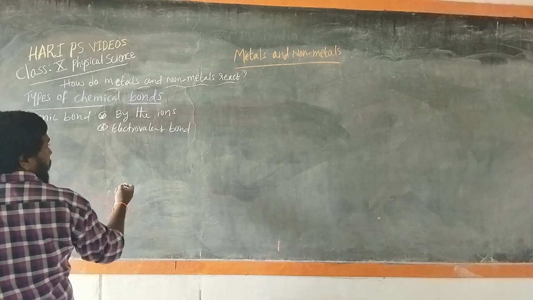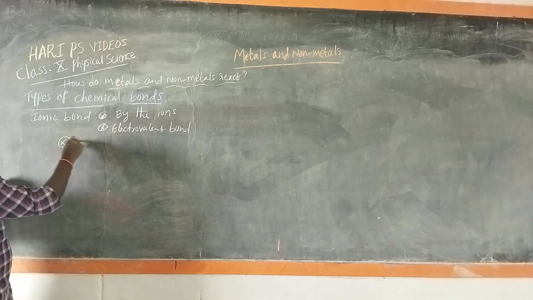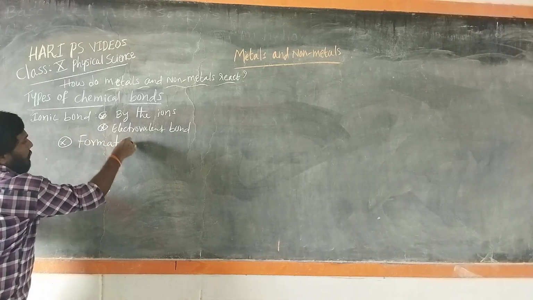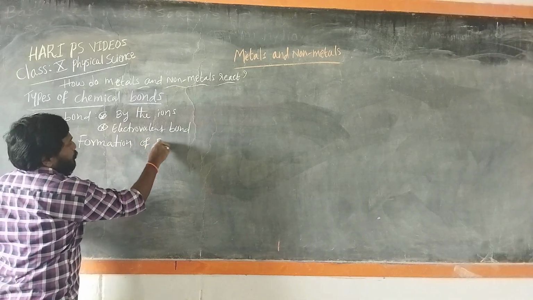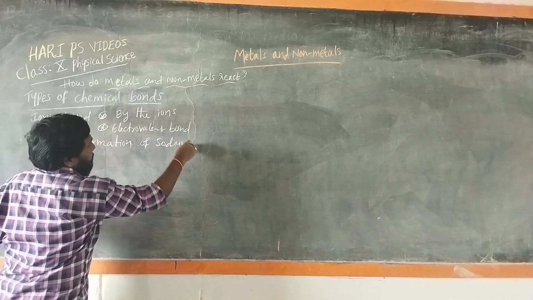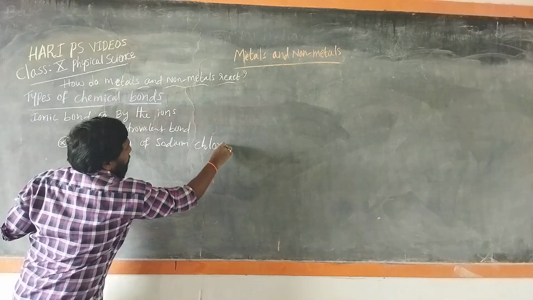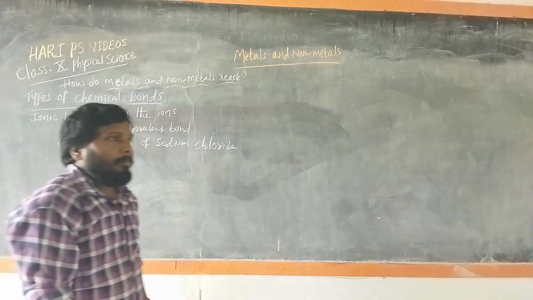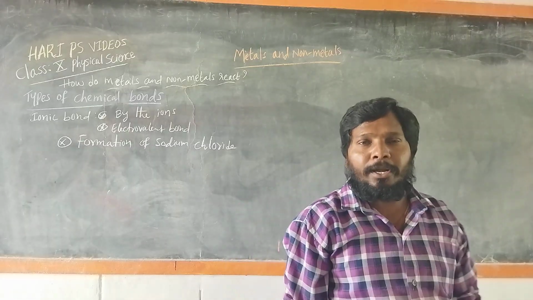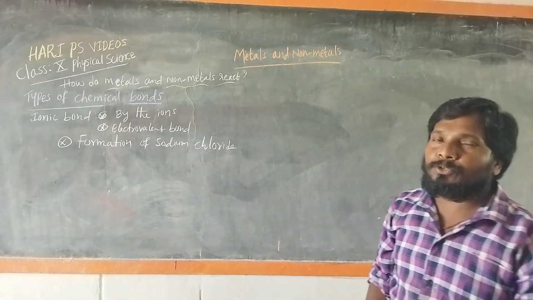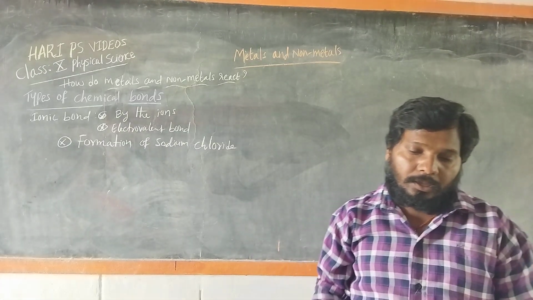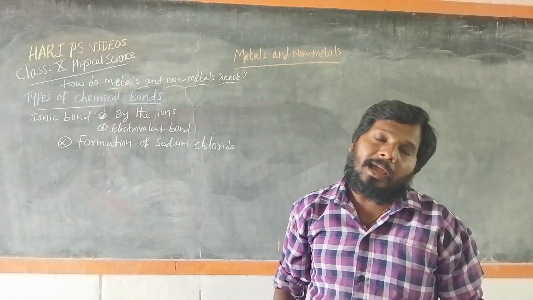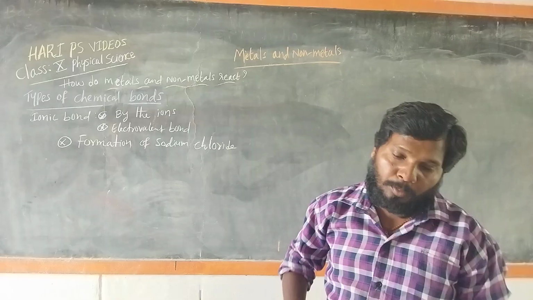Formation of sodium chloride. To explain the ionic bond, we should take sodium chloride only, because it is very easy to understand. Sodium is a metal, as we know, and it reacts with chlorine and forms an ionic compound.